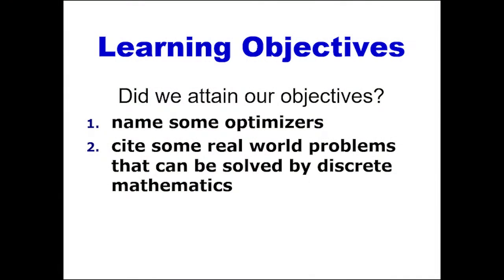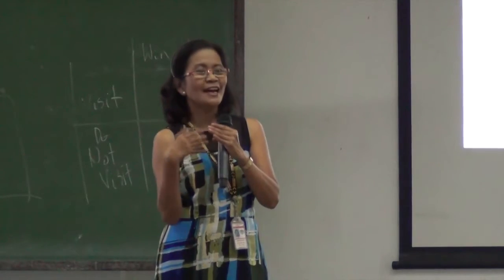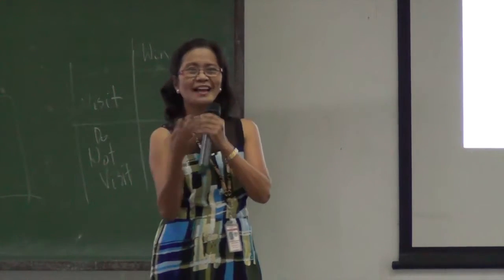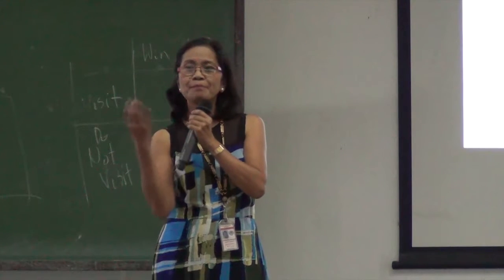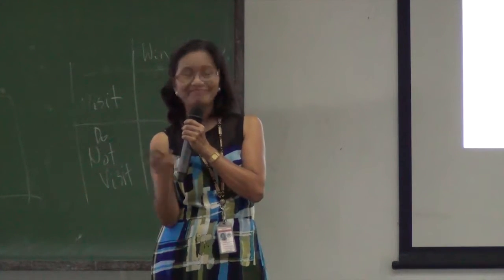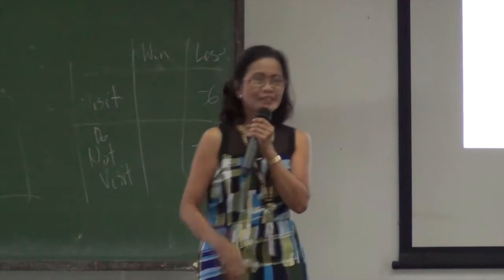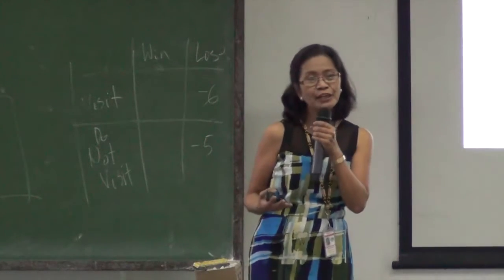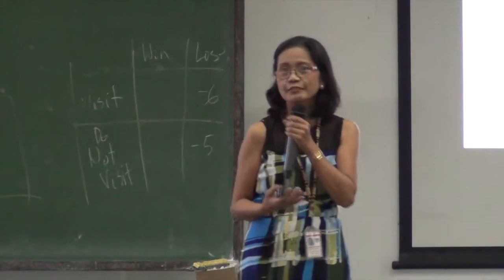Have we achieved or attained the objectives? Okay, first, can we name some natural optimizers? That's a very low order thinking skill, but can we go beyond this? Can you discuss how the bees would optimize? Okay, next. Can you cite, at least cite lang naman, some real world problems that can be solved by discrete math?